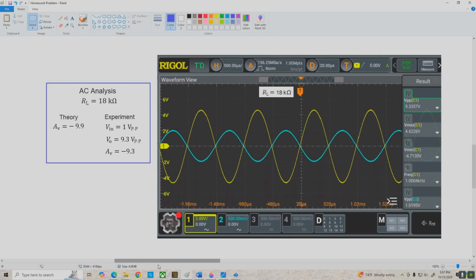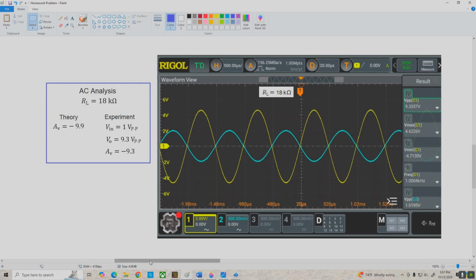Now we started with RL equals 18 k ohms, and I applied an input voltage of 1 volt peak to peak at 1 kilohertz. That gave us an output of 9.3 volts peak to peak with phase inversion. So our voltage gain is negative 9.3, and that compares pretty well with our theoretical value of negative 9.9.